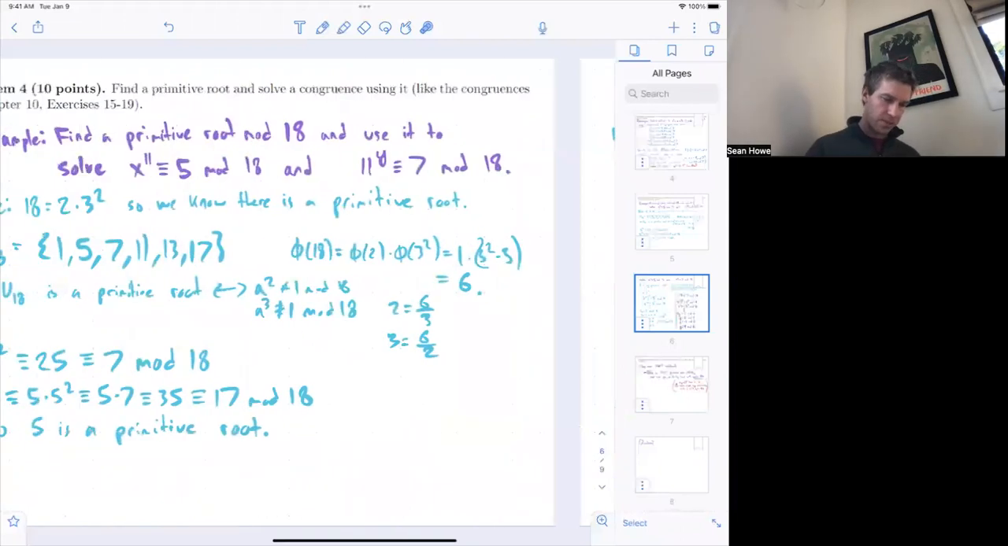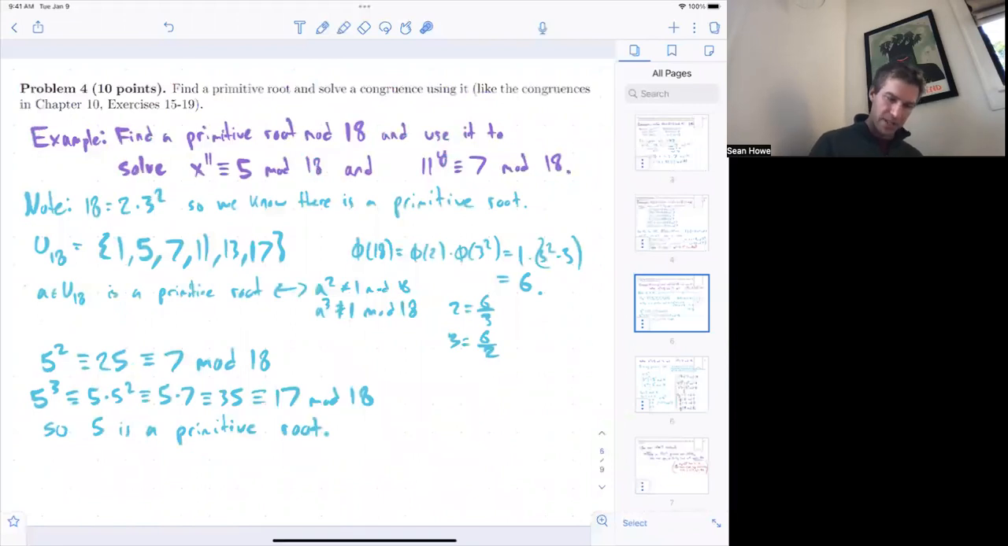So with this problem, you'll be given some number. It'll be a relatively small number, a low 2-digit number, like 18. You'll have to find a primitive root, so you'll want to write out what the units are. The first thing to do is always write out what phi of n is, so you know how many you're going to get. That way you make sure you don't make any mistakes. You write out the units, then you start trying them until you find one that gives you a primitive root.